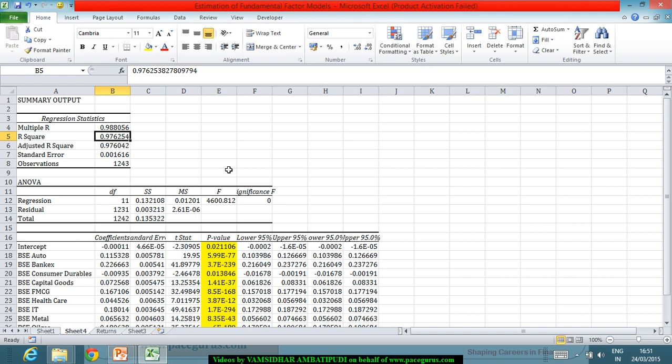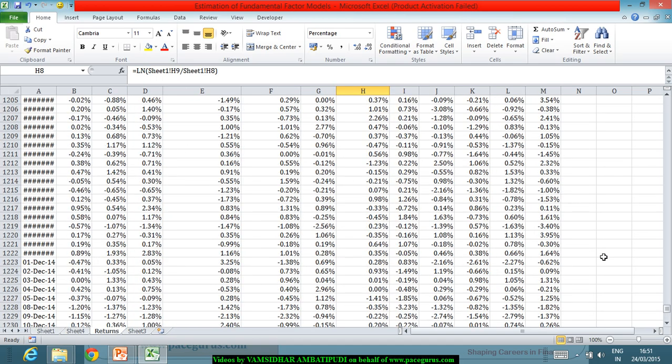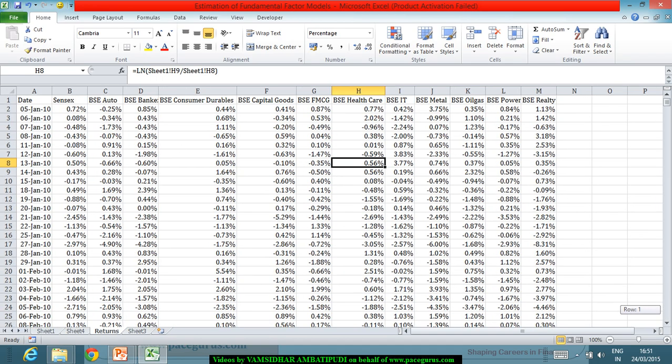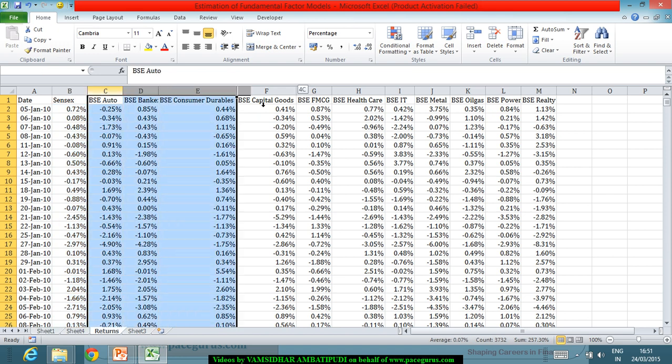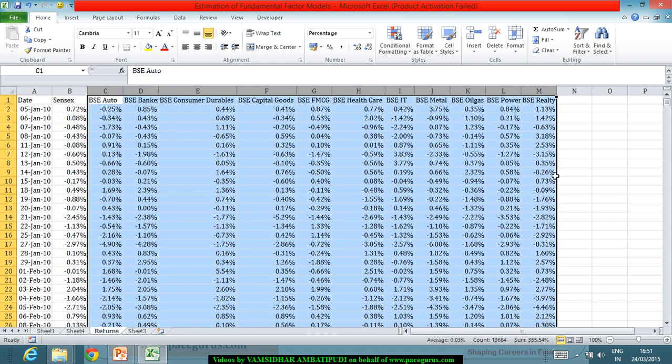Right? So an OLS, ordinary least squares regression, is what we have performed, wherein I have taken the daily returns of the Sensex as the dependent variable, and I have regressed it against a whole set of indices.